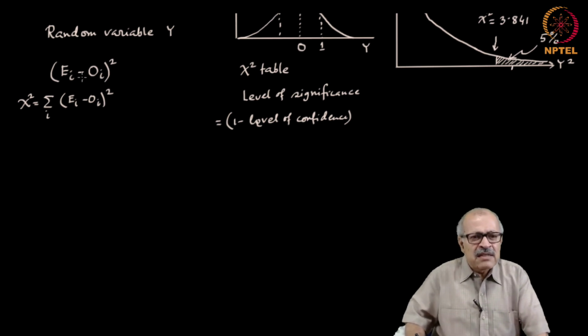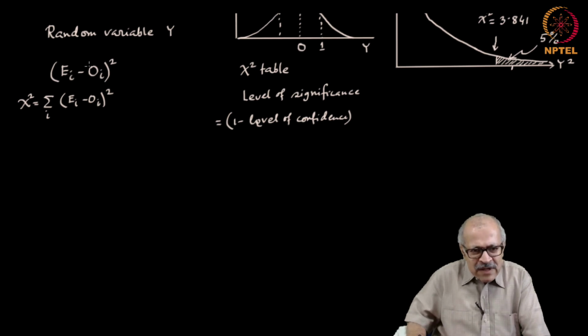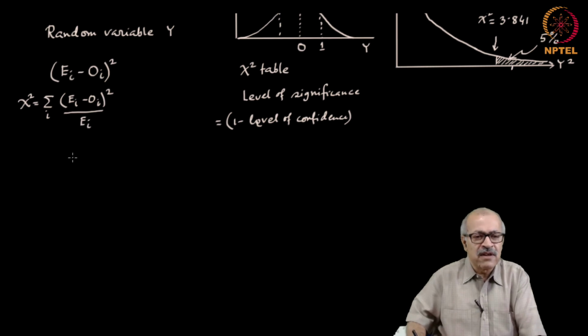Not only that, see, if the expectation value E_i is large, then you expect this difference also to be large. But if the expectation value is small, a small number like 0.01, then obviously the difference is also expected to be small. So, this absolute magnitude of the difference does not really make sense. You have to normalize it with respect to the expectation value.